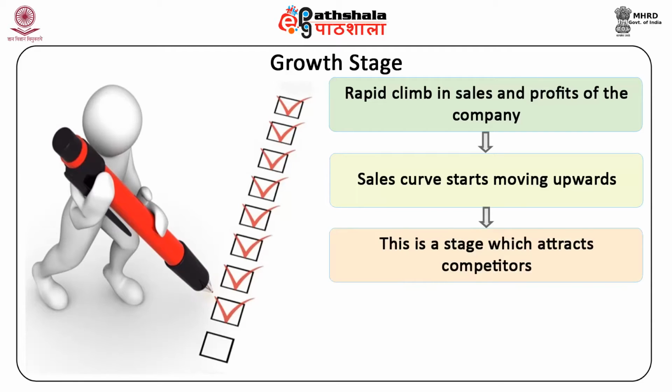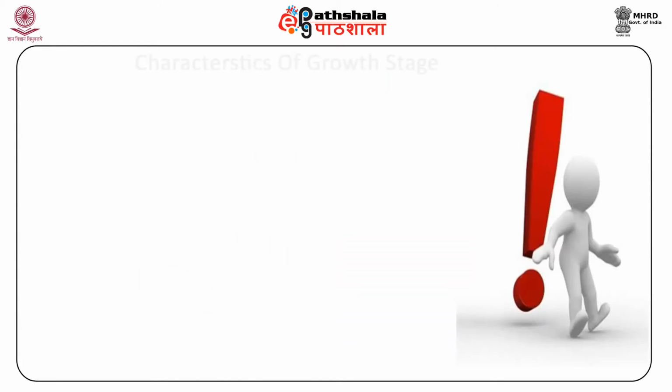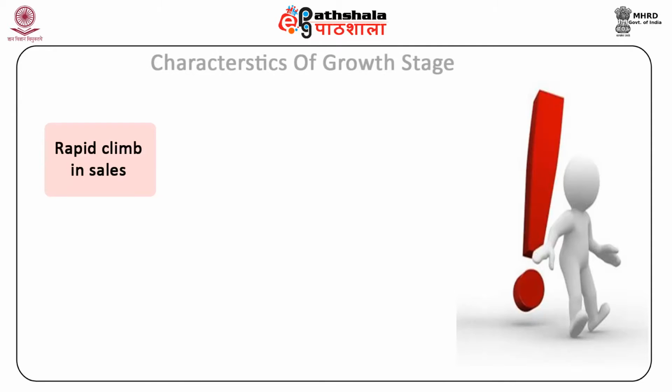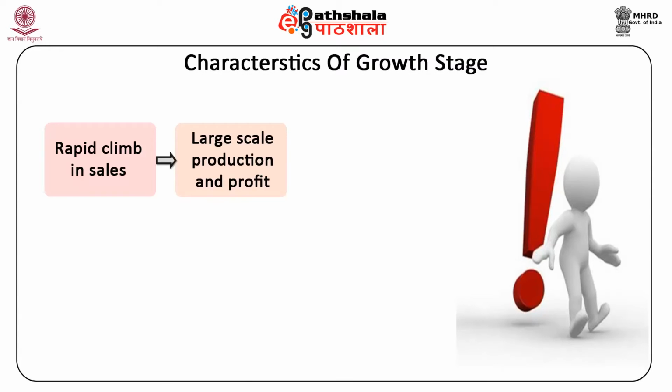This is a stage which attracts competitors as they would also like to take the advantage of increasing profitability in that product category. Thus, special care is needed to ensure that it does not affect the growth stage of the product. Characteristics of growth stages are rapid climb in sales, early adopters and middle majority can follow the leader. Next, new competitors enter the market, attracted by large-scale production and profit.